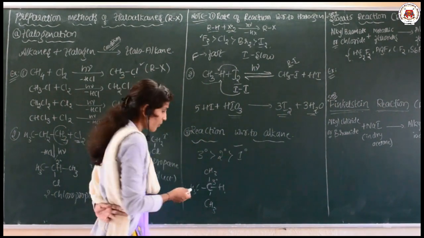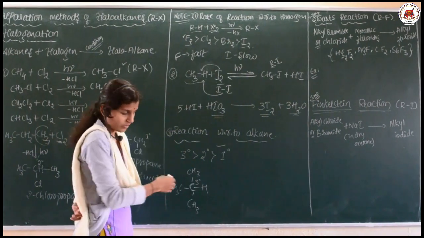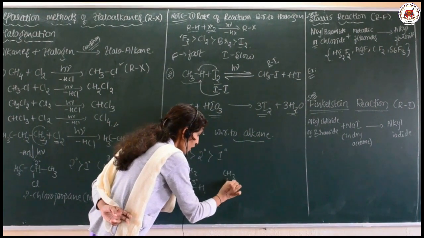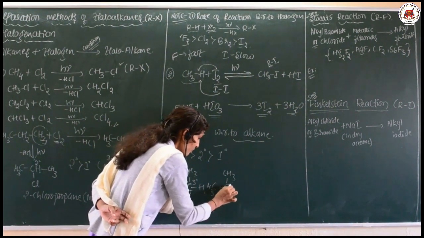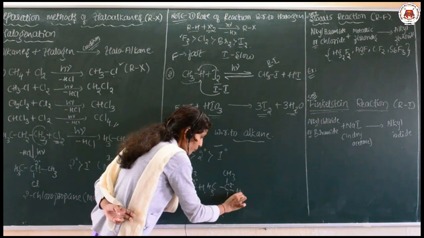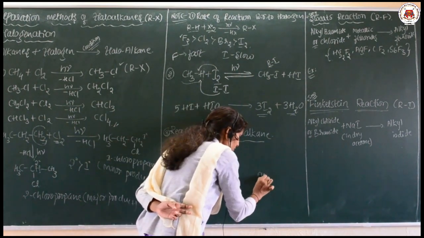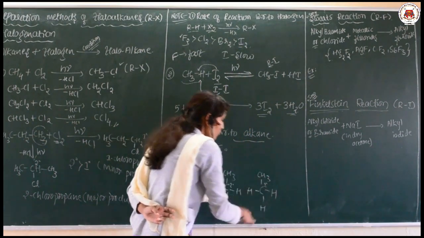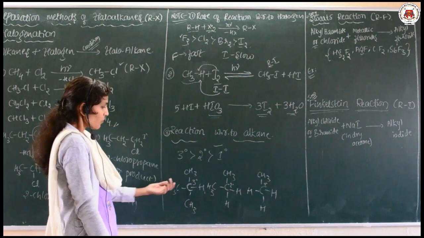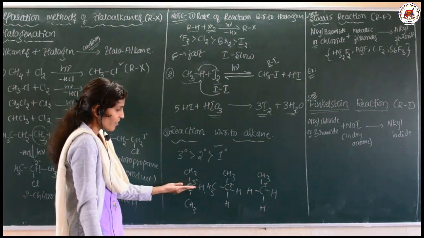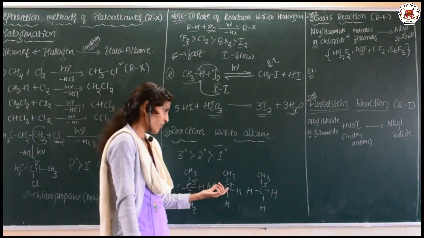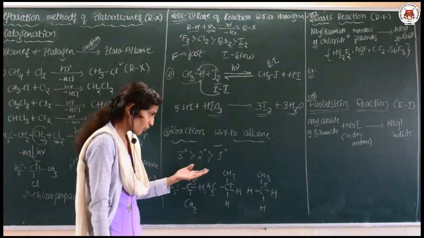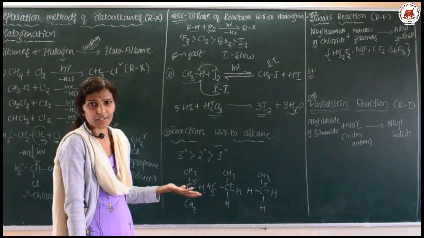How are we telling it is a tertiary carbon? Because it is attached to 3 other carbons. Suppose the carbon is attached to 2 carbon atoms, then it is secondary. If it is attached to only 1 carbon and all others are hydrogen, this is primary. Always the tertiary is more reactive than the secondary, than the primary alkane. In your first year you studied primary, secondary and tertiary carbon.